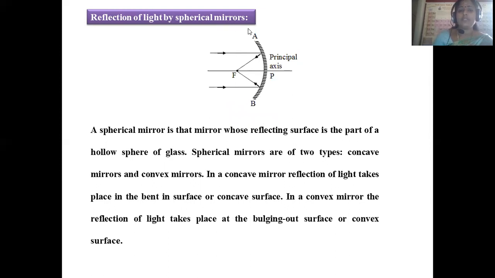If you are taking the spherical mirror, this is the spherical mirror we can observe, and the light passing through this one, and what will happen? A spherical mirror is that mirror whose reflecting surface is a part of a hollow sphere of glass. We are taking a glass mirror, for example. Here the inner part is a curvature, and here you have a hollow part. That means an open cavity will be there. In this hollow sphere of glass, we are bouncing the light from the origin, right?